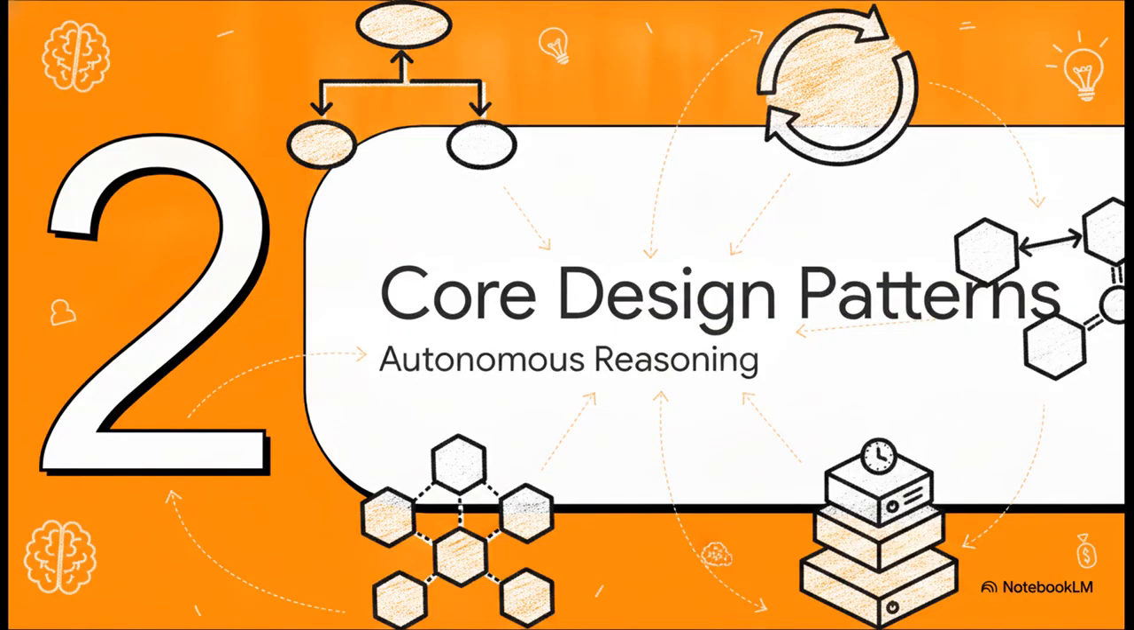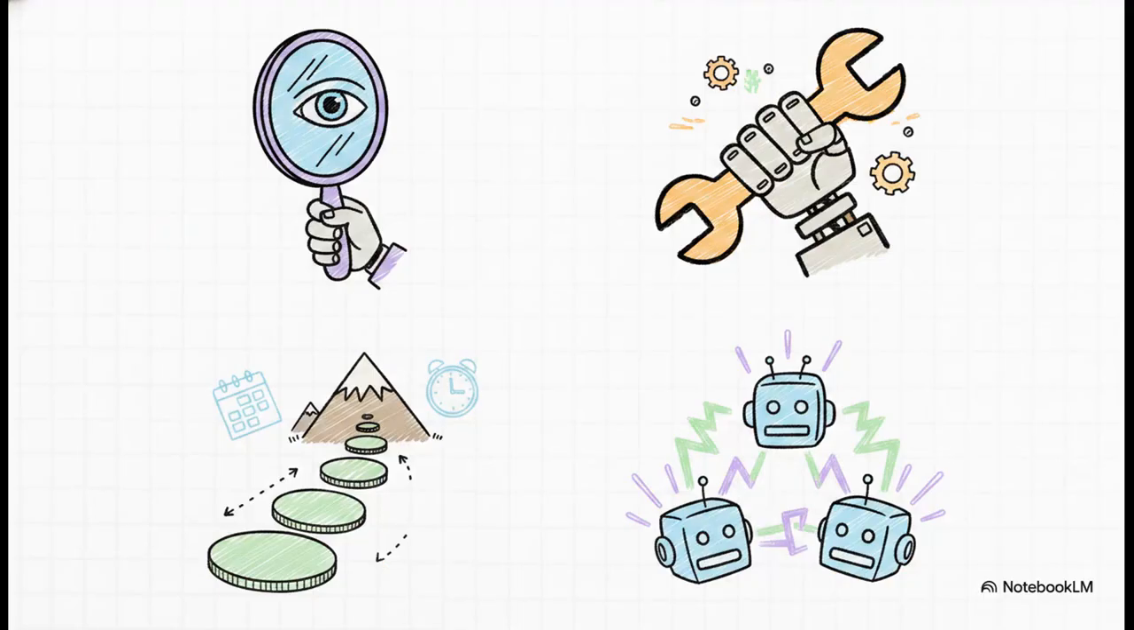Which brings us to part 2, the core design patterns. You might be wondering, how does this autonomous reasoning actually work under the hood? Well, there are really 4 core superpowers that let these agentic systems dynamically interact with the world around them. We've got reflection, tool use, planning, and multi-agent collaboration. Let's break down exactly what each of those looks like in action.